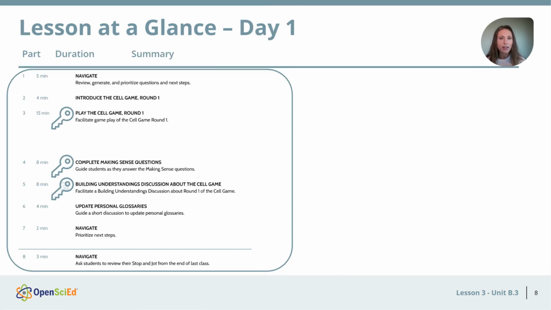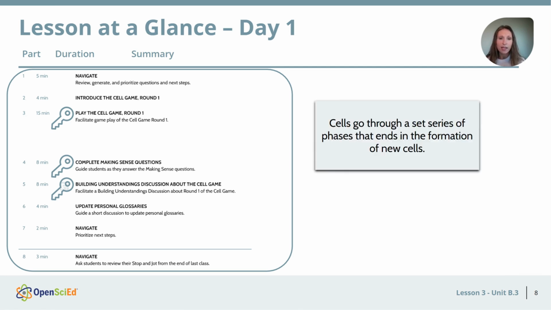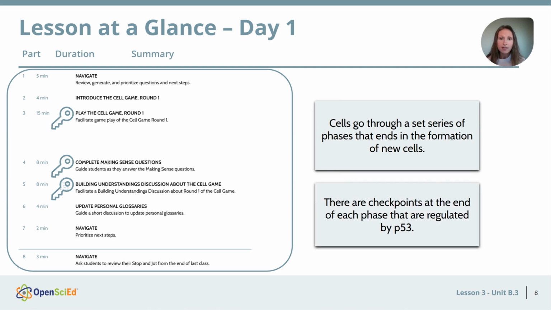In the first part of Lesson 3, students play round 1 of the cell game. After the game, students work in their groups or alone to complete a table that they can use during the building understandings discussion that follows. The purpose of the discussion is to help students figure out that cells go through different phases, ending with mitosis when one cell forms 2 new cells, and that these different phases are regulated by P53 to ensure that a cell doesn't move to the next phase until it has everything it needs.